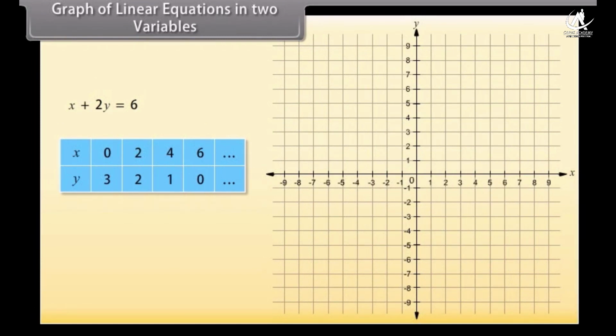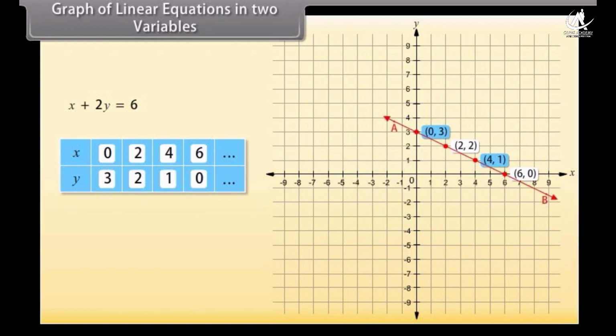Let's first take value x as 0 and y as 3. This is the point we have obtained. Similarly, mark other points on the graph using these values. Now join any of these 2 points and obtain a line. Let us join (0, 3) and (4, 1). Call this line AB. We can see that the other 2 points, (2, 2) and (6, 0), also lie on the line AB.